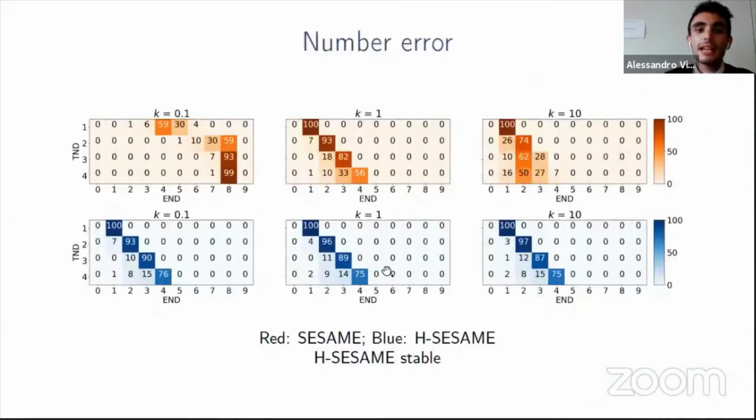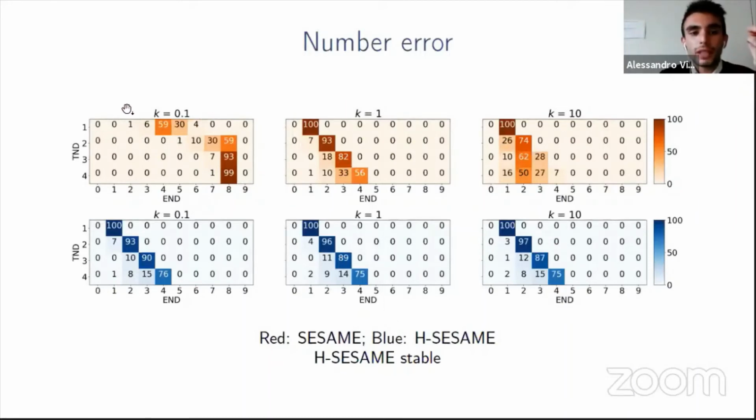Looking at the numerical results, here we see 6 different confusion metrics, where in red we see the numerical results with Sesame, in blue we see the numerical results with H-Sesame, and as one can see here, we have extremely stable results with the introduction of the hyperprior, while we don't have this stability without the hyperprior.